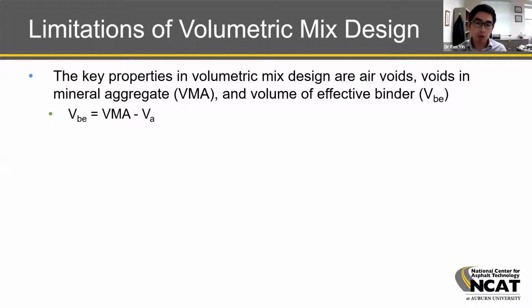When we talk about the total asphalt binder that we add into the mix, part of the asphalt binder is going to be absorbed into the aggregate. That is what we call absorbed asphalt, which does not necessarily contribute to the coating of the aggregate or provide the flexibility or cohesion of the material. So what we are relying on is the VBE, the effective binder, which is a deciding factor in the durability of the material.